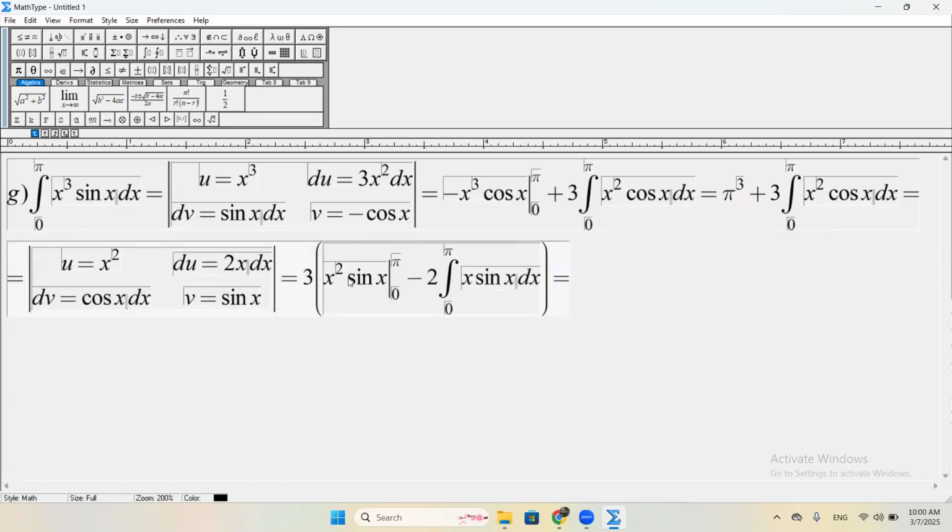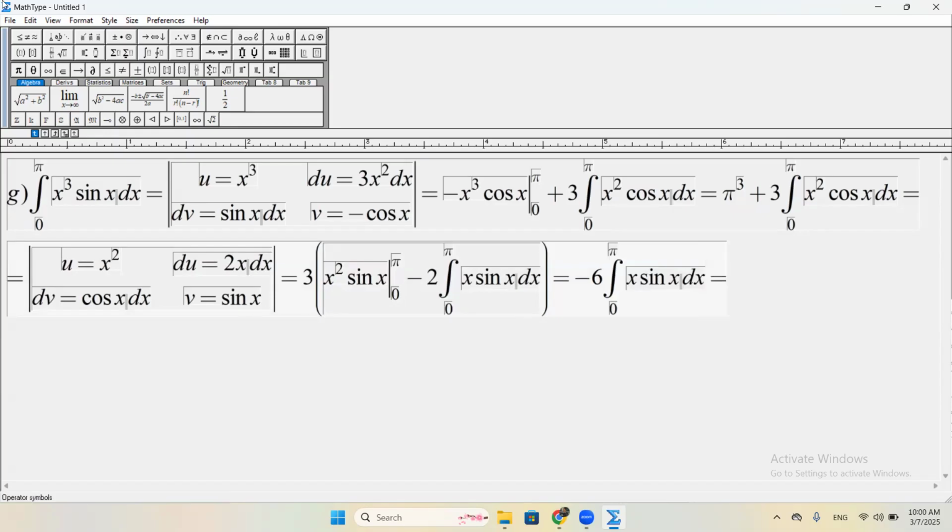Okay, first of all, calculating this expression. So when x equals p, this product equals 0. When x equals 0, this product also equals 0. So this expression is equal to 0. So we have minus 6, this integral, multiplied by this integral.